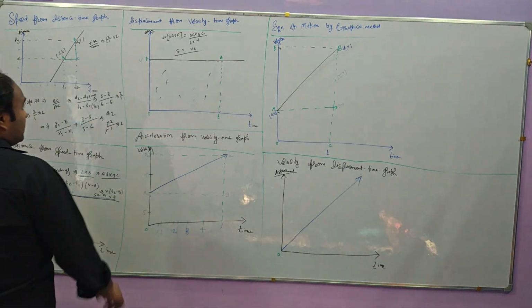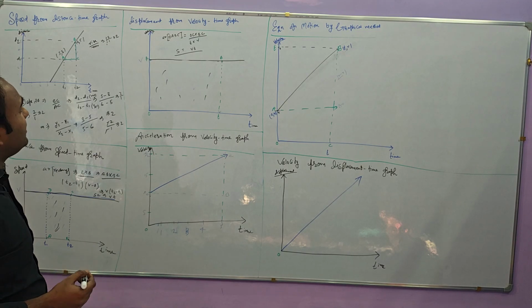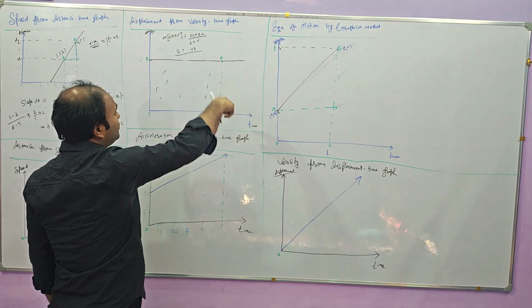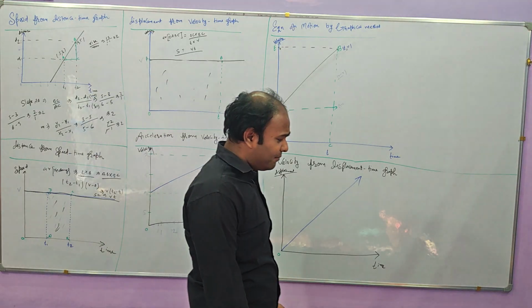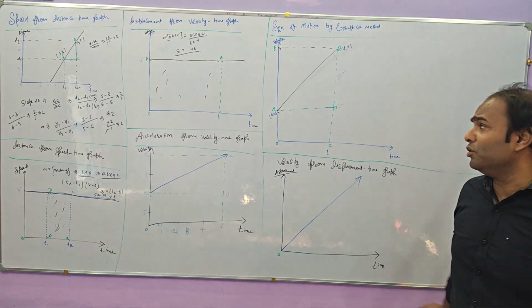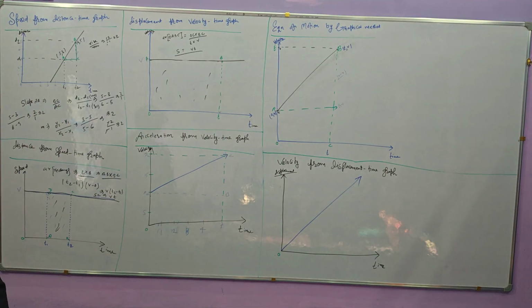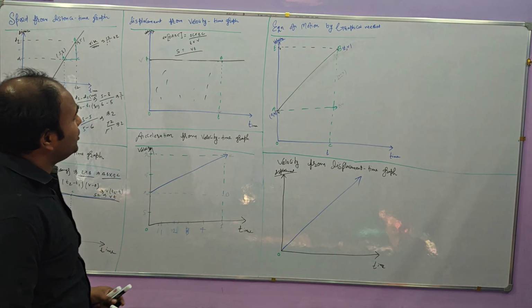When we look deeply at the slope, it has zero slope because it is parallel to the time axis, and anything parallel to the time axis has zero slope because there is no rise and run, and we have zero slope.